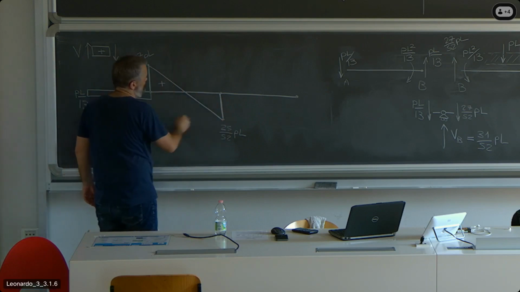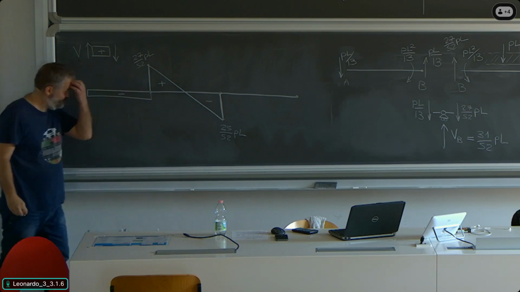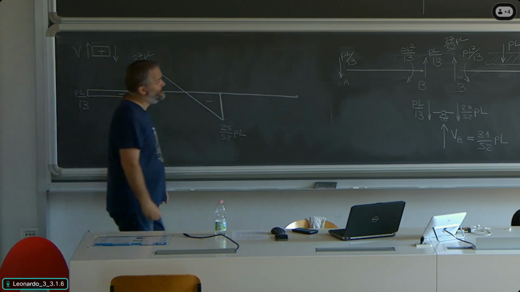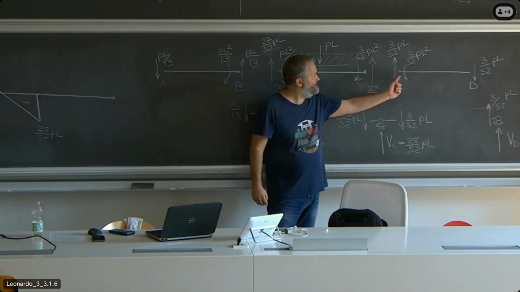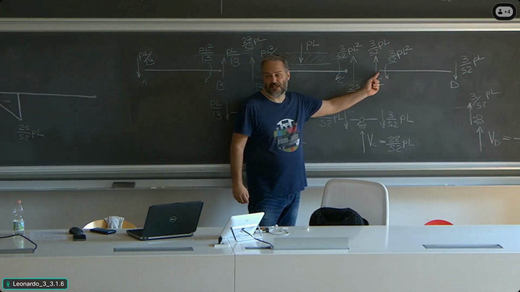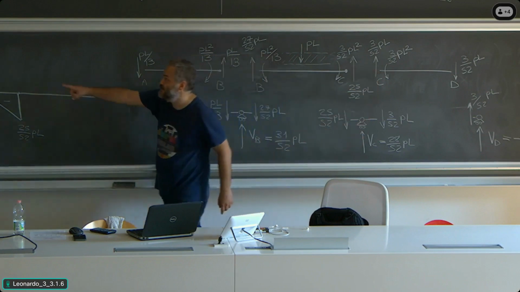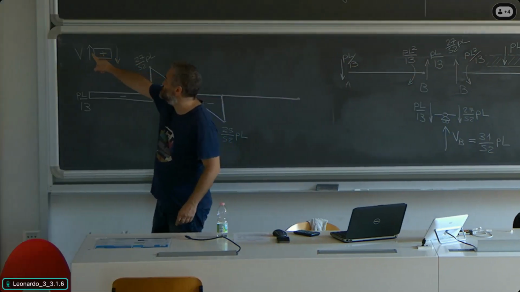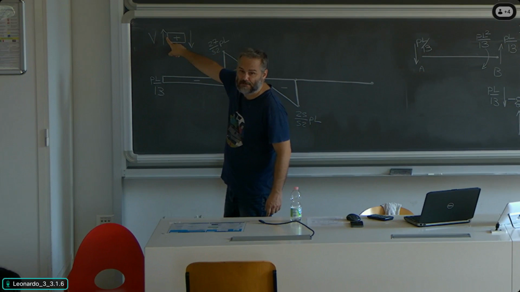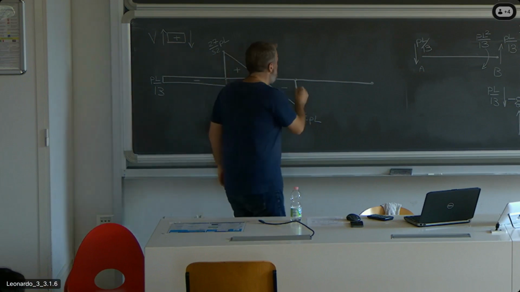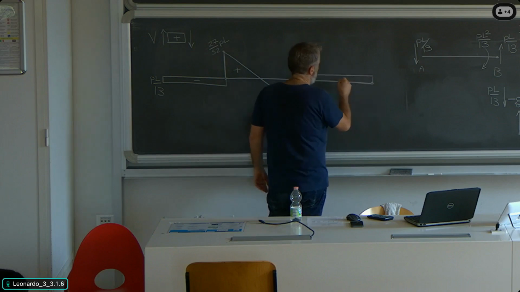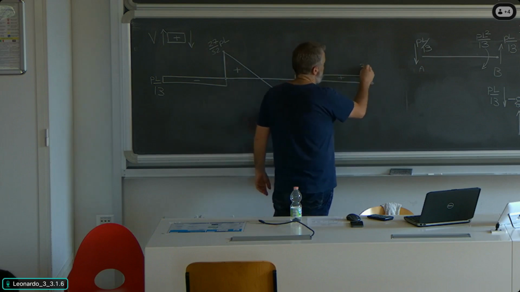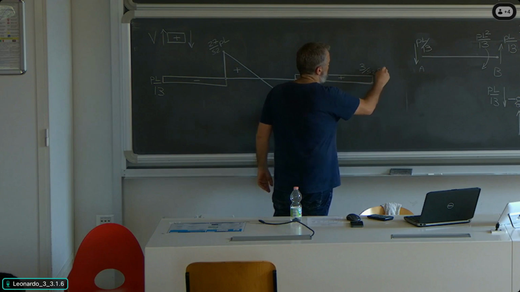This portion is positive, this portion is negative. The last span is CD. The shear force at the first end is upwards, as in my sign conventions, which means here we have 3 over 52 PL, constant over the whole beam and positive.